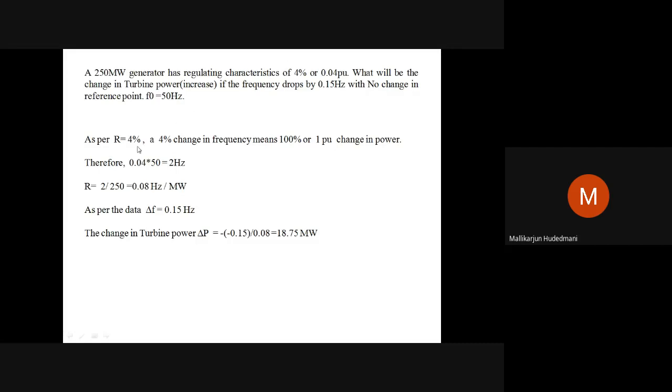R is 4%. What is 4% again? 4% on base frequency. You can see here 0.04 into 50, nothing but if there is a change of 2 hertz, the control you can do is 0 to full. That's the meaning of droop. Droop characteristics of a generator means for a certain percent change of the frequency, it gives you freedom of control from minimum to its max capacity. Therefore, 2 hertz.